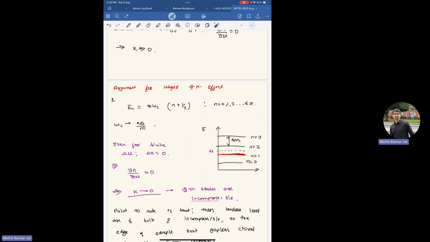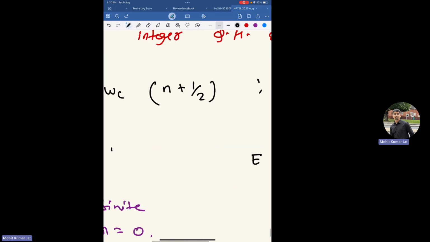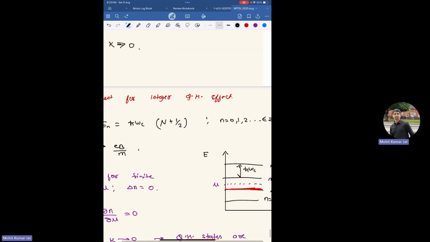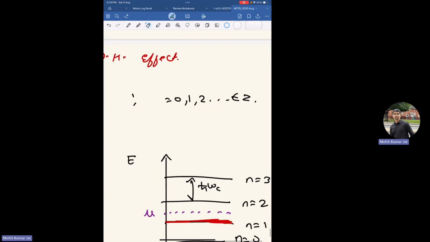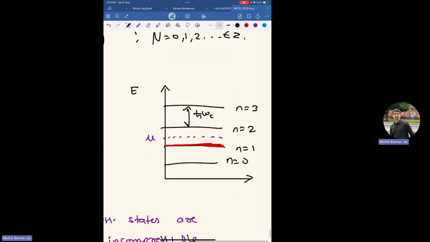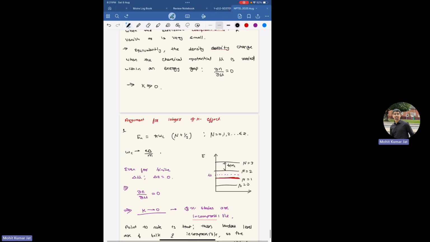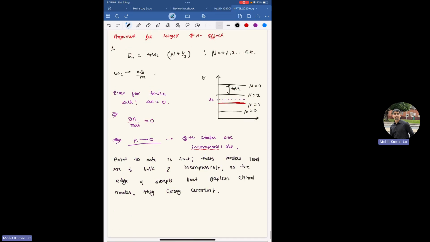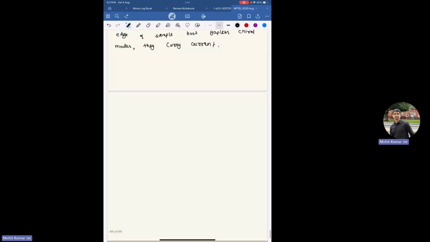Okay, so for the notation, let me keep it capital N so that you don't mess it up with the small n. So small n is your carrier density, and the capital N is your Landau index. This is capital. So this is question number first. Now I will come to question number second, which I will discuss now.